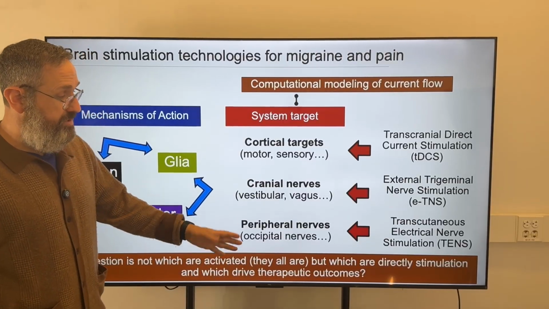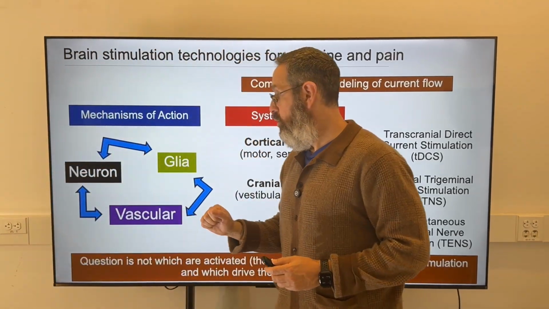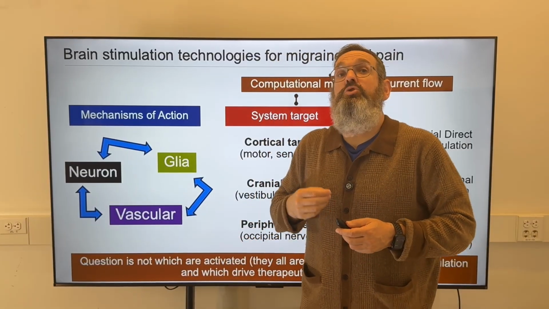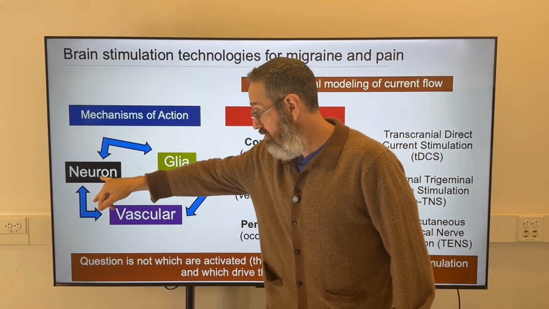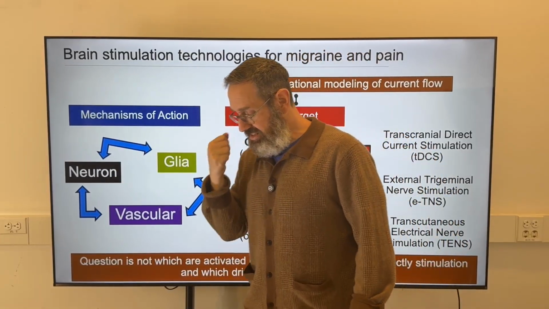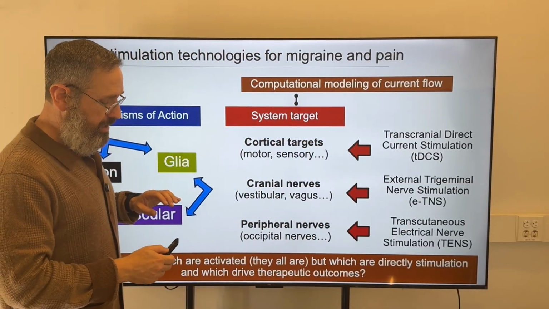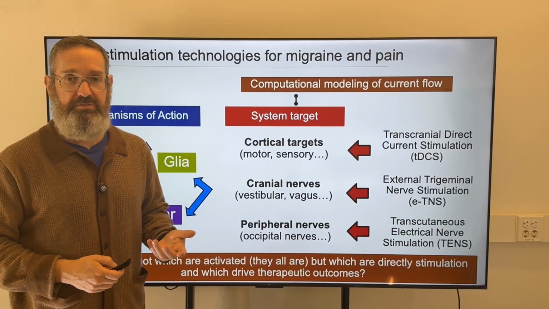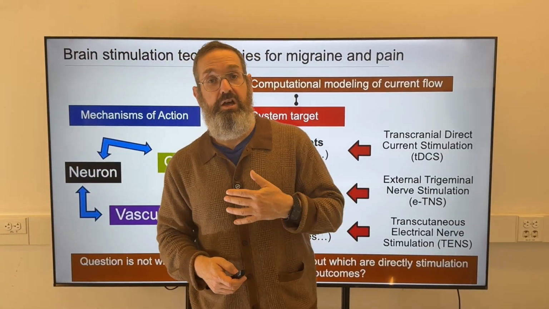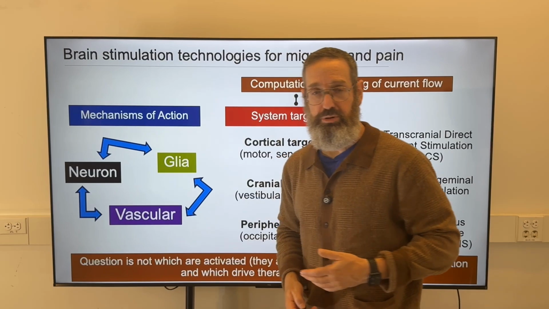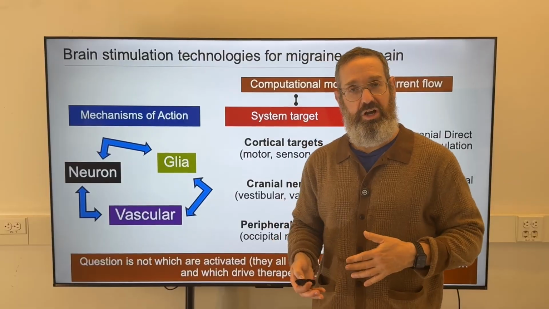But rather the question is a two-part question. The first part of the question is, when we apply stimulation, which are we stimulating first? Which is directly activated, right? Is it vascular first and then everyone else? Or is it neuron first and then everyone else? And I think the second very interesting question is, given that we are activating all of them, which is important for driving therapeutic benefit? We tend to default to think that it must be the neurons, but it does not have to be the neurons. Maybe, in fact, we're producing a vascular plasticity, or we're impacting brain clearance, and that is what's driving benefit.